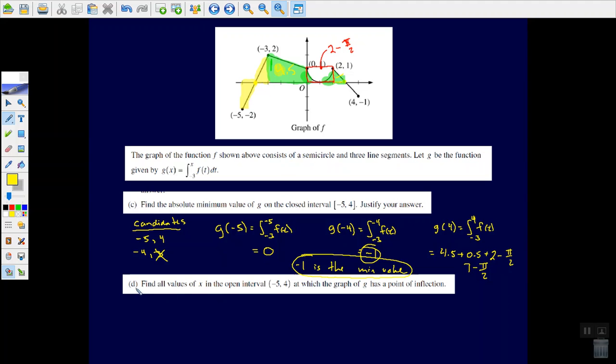Okay? So part D, find all the values of x in the open interval negative 5, 4, at which the graph of G has an inflection point. So a little throwback again to the study of derivatives. So things we've already gotten figured out from the previous parts. G is this integral.